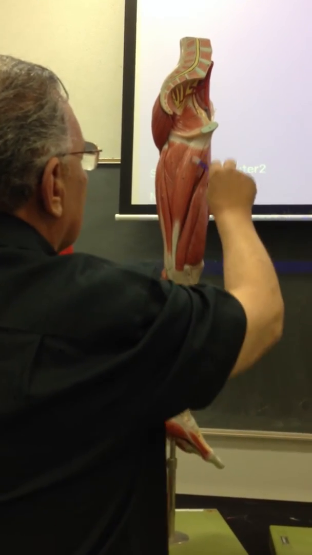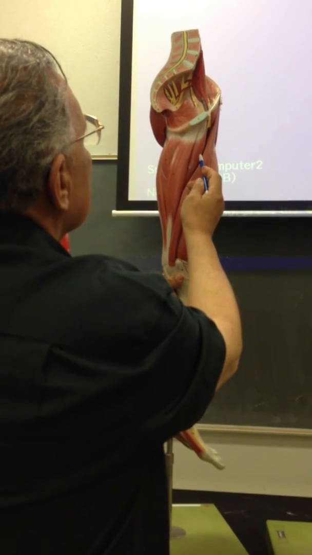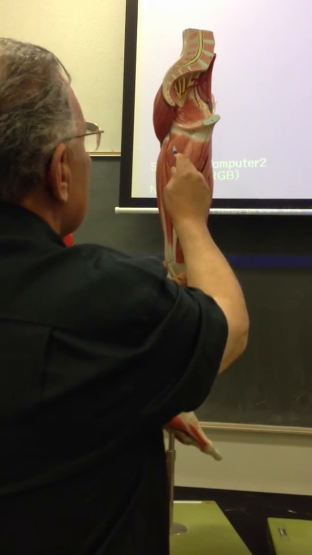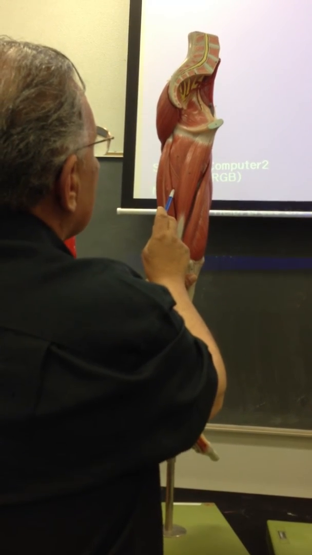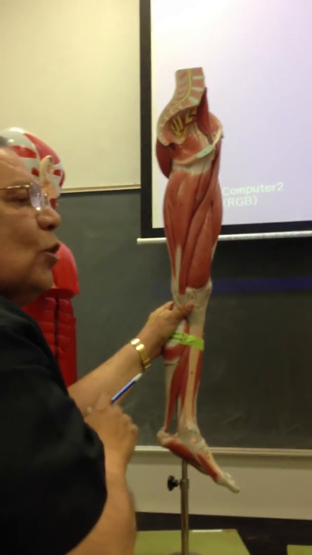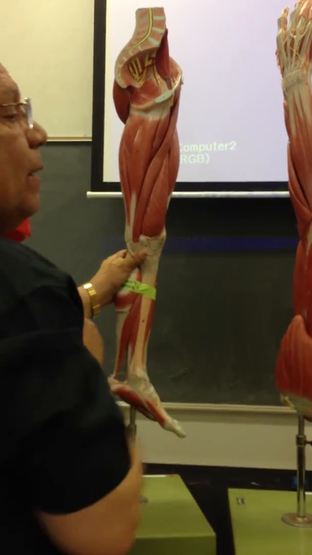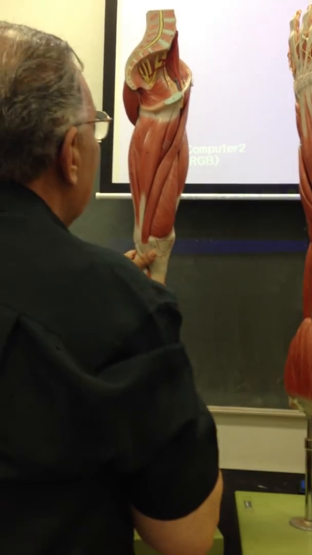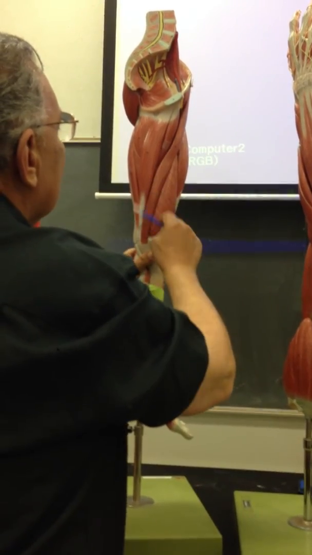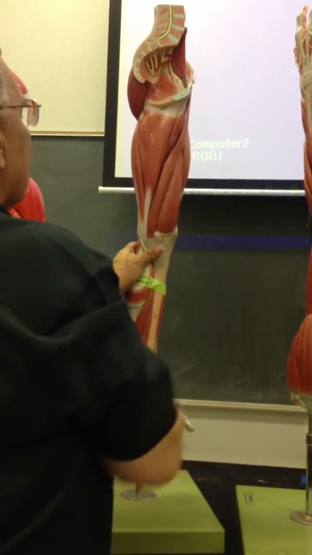gracilis. This one, gracilis. And then I have adductor longus, adductor magnus, and adductor brevis. Those are the side muscles. They all make adduction. This is abduction, this is adduction. And that's why their names could be adductors. How many are they? Gracilis, adductor longus, adductor magnus, adductor brevis.